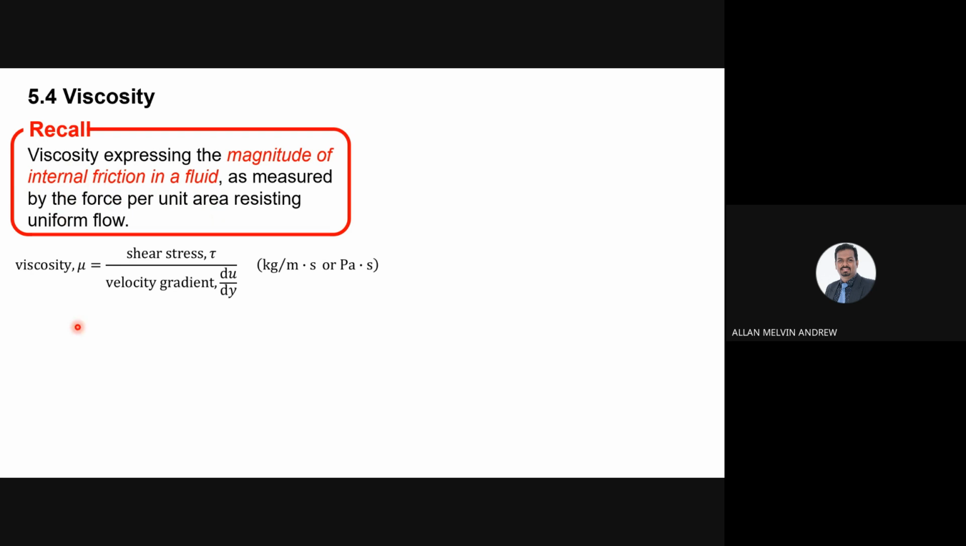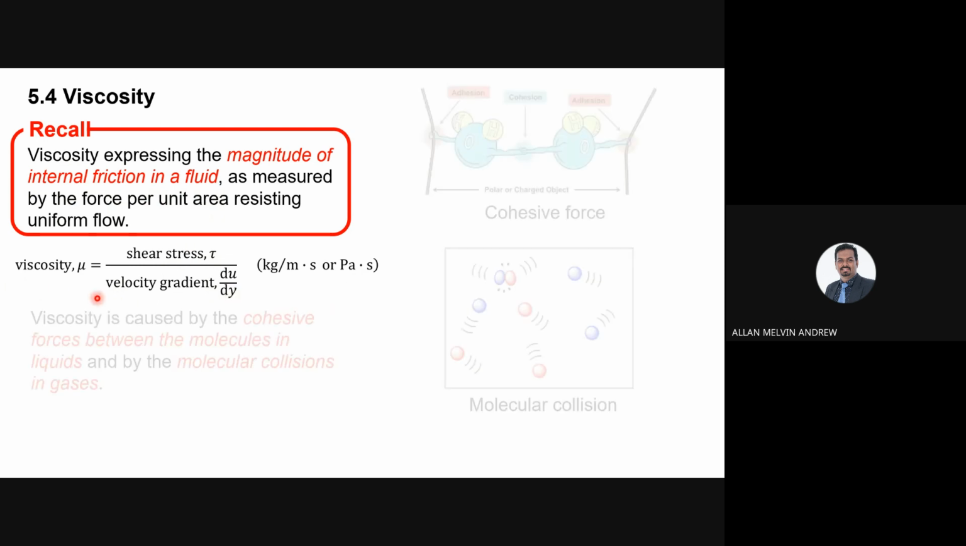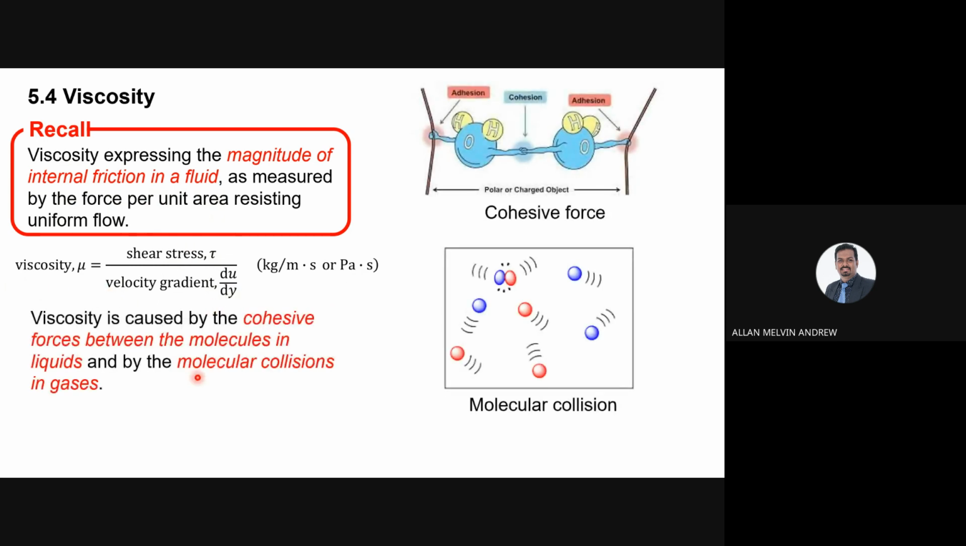Yesterday we saw the formula for how to calculate viscosity: shear stress divided by the velocity gradient, du/dy. Then we can calculate the viscosity. Viscosity is caused by the cohesive force between the molecules in a liquid and by the molecular collisions in gases.